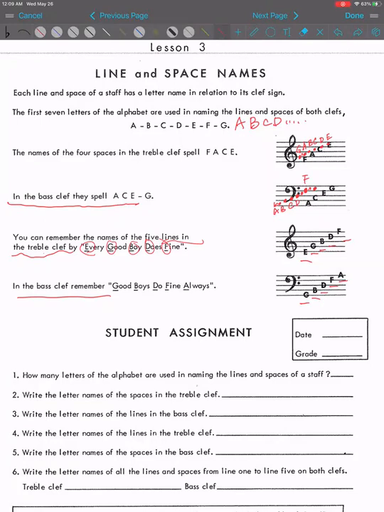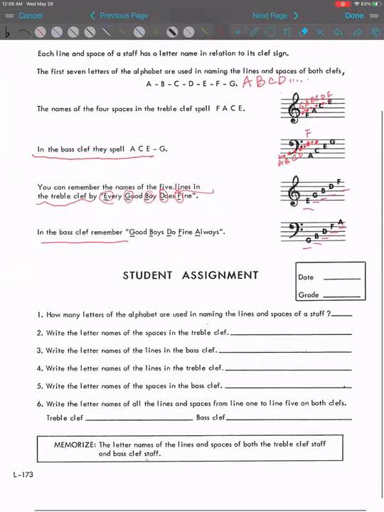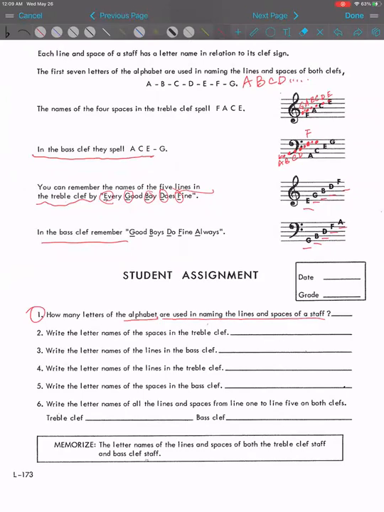Now let's do some assignment on the bottom. How many letters of the alphabet are used in naming the lines and spaces of the staff? They are 7, because A, B, C, D, E, F, G. There are 7 alphabets.